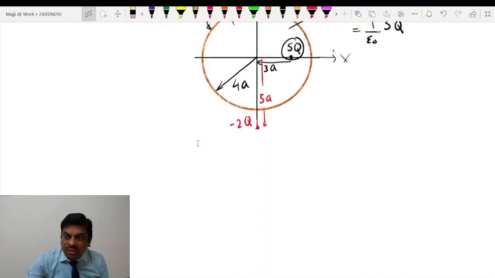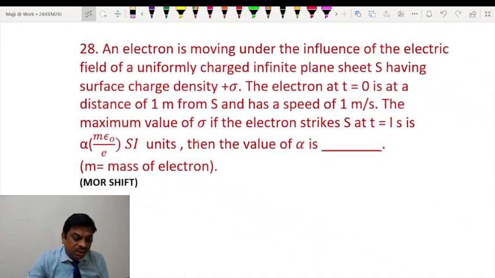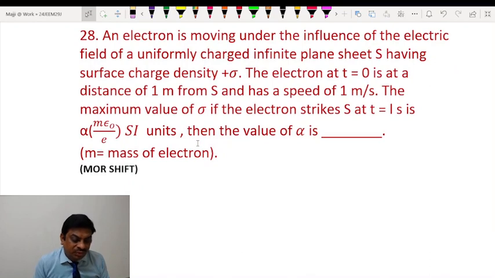Then moving on to the next question, that is 28. An electron is moving under the influence of the electric field of a uniformly charged infinite plane sheet S having surface charge density sigma. The electron at t equals 0 is at a distance of 1 meter from S and has a speed of this much. The maximum value of sigma if the electron strikes S at t equal to 1 second is this. Then the value of alpha is.